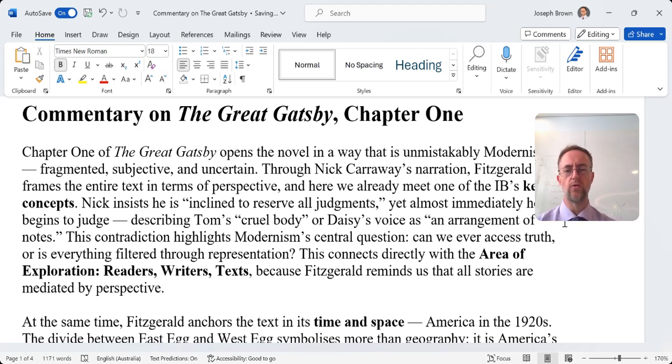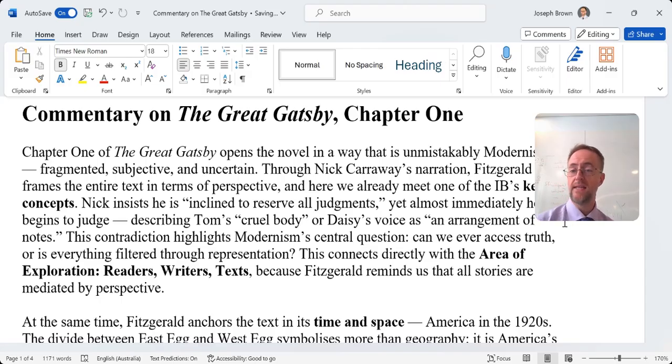It starts the whole novel off in a very modernist way with a frame narrator who is giving us a story of him telling a story, and he's telling the story from his perspective, and his perspective is unique, but it's also framed and constructed exactly how he wants you to get his story.